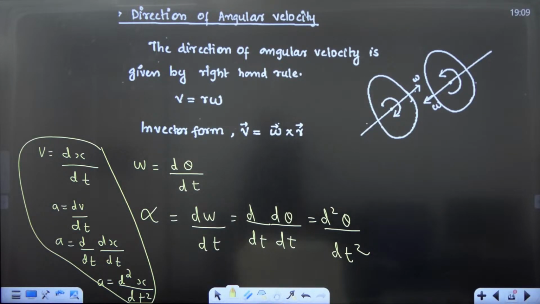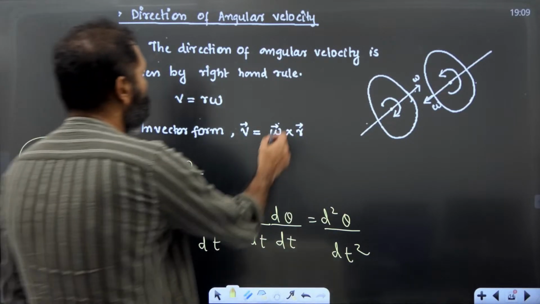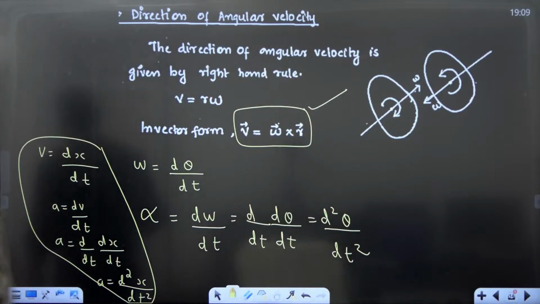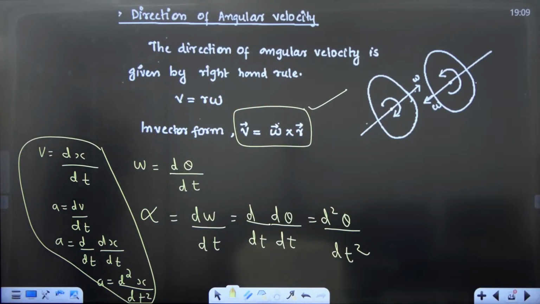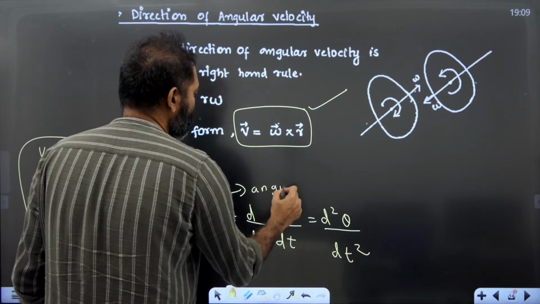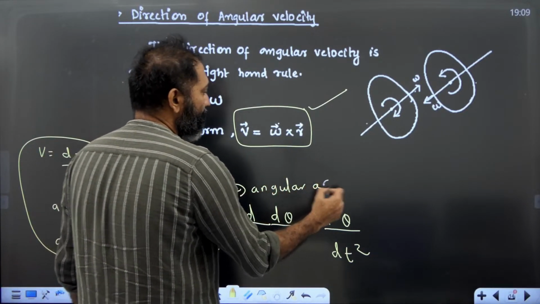In vector form, what is the relation between linear velocity and angular velocity? v vector is equal to omega vector cross r vector. Note here, what is alpha? Alpha is angular acceleration.